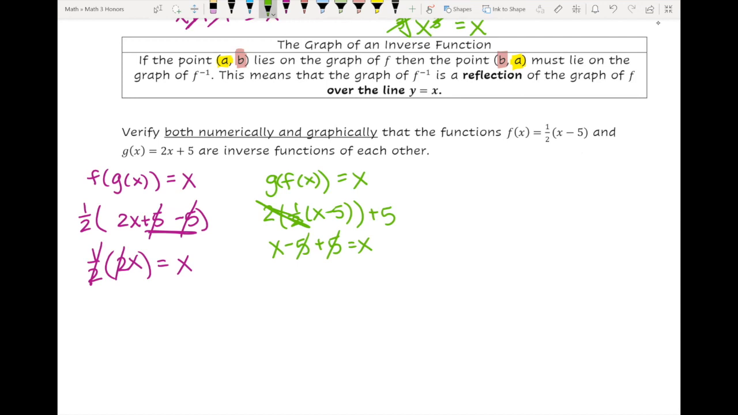Okay, so verify both numerically, which we just did, and graphically. So let's take a look at the graph of these functions, and we will see if it is a reflection over the line y equals x. Both of these are straight lines. So let's do the f function first.